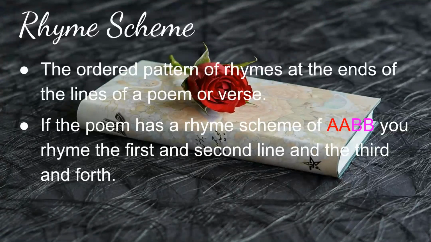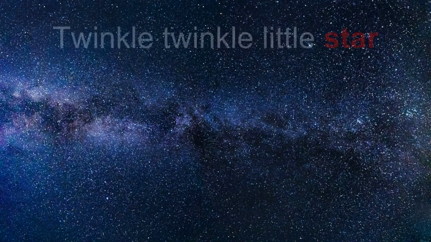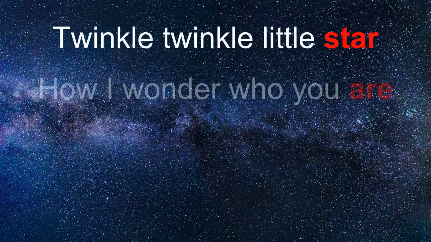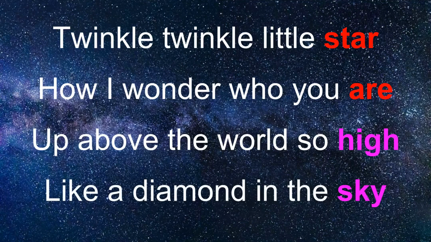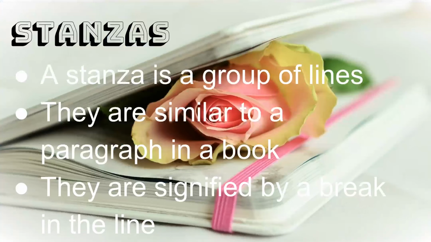So, for example, if a poem has a rhyme scheme of A, B, B, the first and second line will rhyme, which are the two A's, and the third and fourth lines will rhyme, which is the B, B. So here's an example of that. Twinkle, twinkle, little star, how I wonder who you are. Now the star and the R rhyme, and that is the A. Up above the world so high, like a diamond in the sky. The high and the sky rhyme, and the star, R, high, sky creates the rhyme scheme A, B, B.